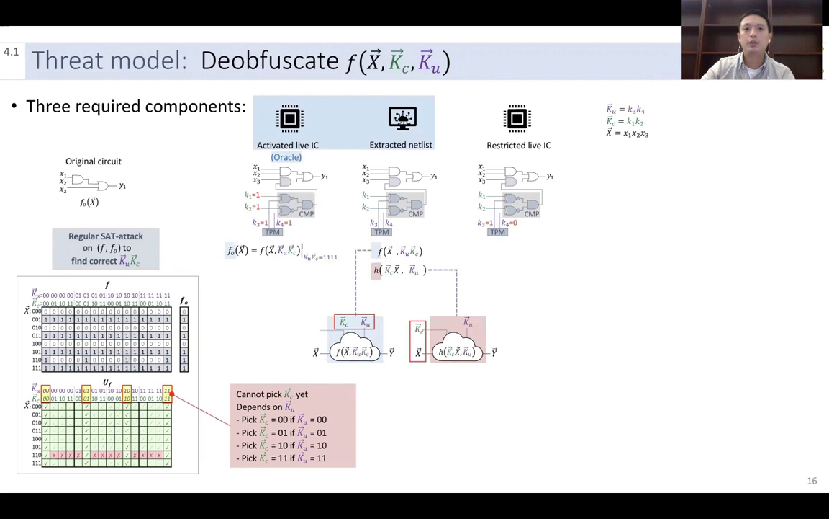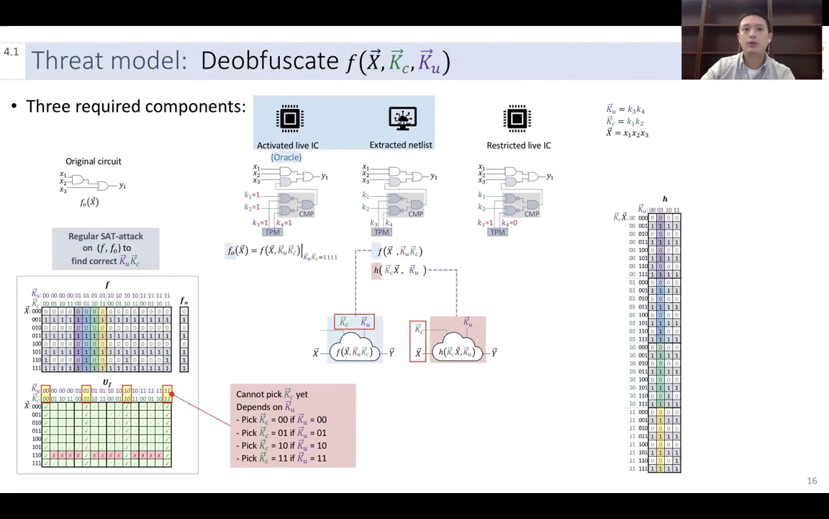So to gather more information, we can interpret the extracted netlist as a new function, H, where KC is now lumped together as a primary input vector, leaving KU alone as the key. The H truth table is then simply a new arrangement of the F table as shown in these highlighted colors. The oracle HO is simply the restricted live IC itself, here with the secret KU being KTK4 equal to 1, 0.